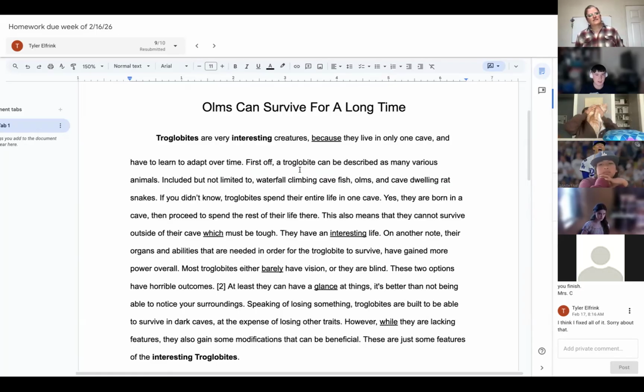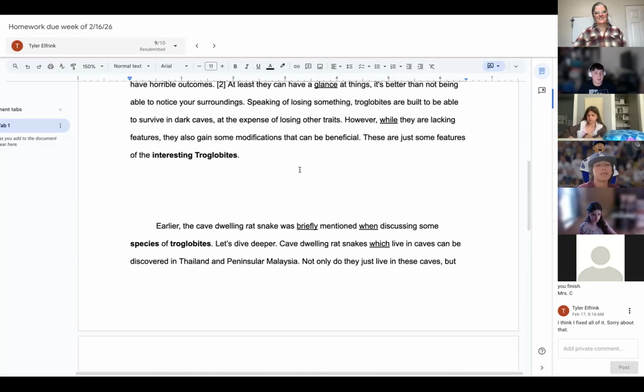On another note, their organs and abilities that are needed in order for a troglobite to survive have gained more power overall. Most troglobites either barely have vision or they are blind. These two options have horrible outcomes. At least they can have a glance at things. It's better than not being able to notice your surroundings. Speaking of losing something, troglobites are built to be able to survive in dark caves at the expense of losing other traits. However, while they are lacking features, they also gain some modifications that can be beneficial. These are just some features of the interesting troglobites.